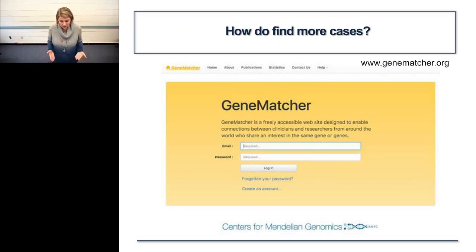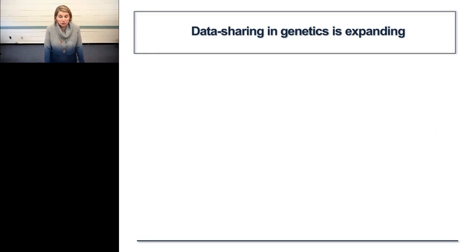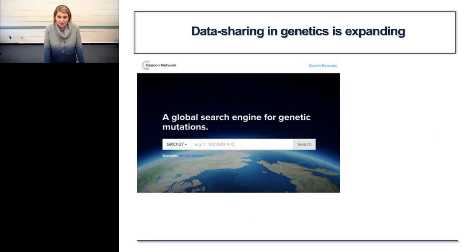The problem is that we only had 2 cases. And so what we really wanted to do was to find more. And this is where we went to GeneMatcher. So this is the entry page, and this is the URL for this website. This is an effort that all the different genetic centers are running to make scientists work together and to help scientists identify new cases.